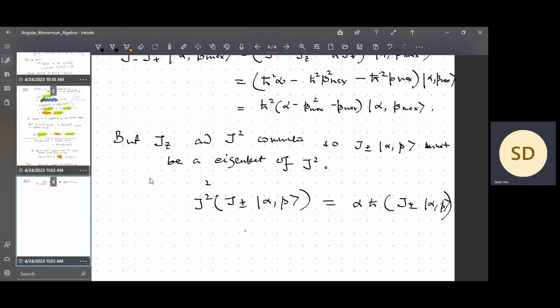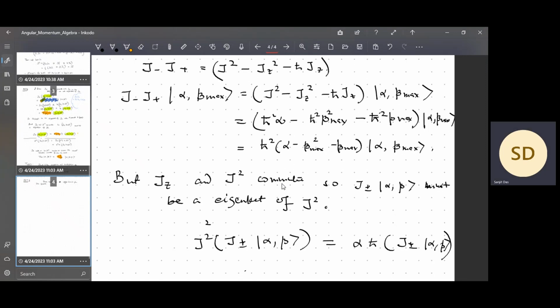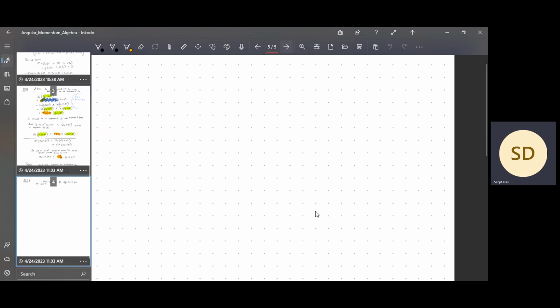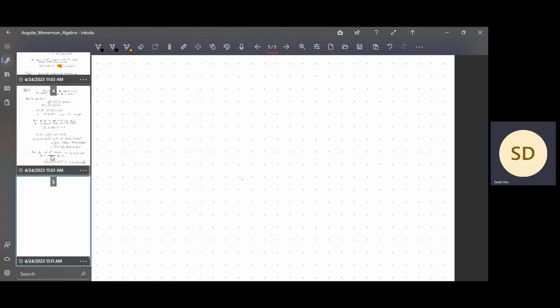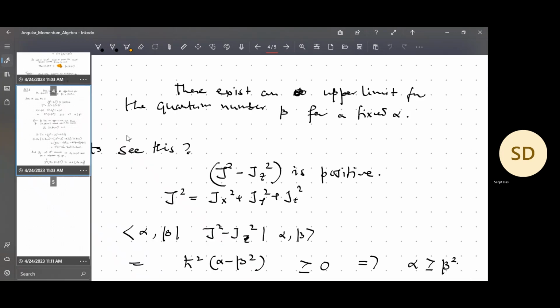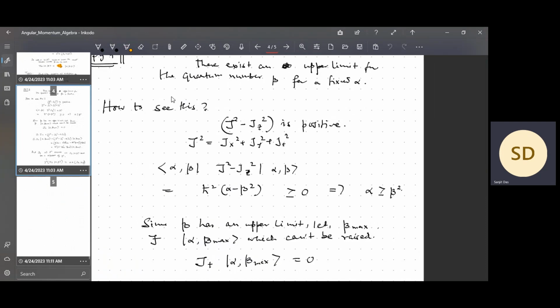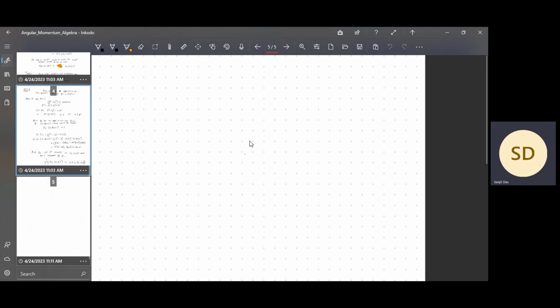Now you see, we have seen up to this point. Now what we want to calculate is alpha. Let me go to the next page, it will be much easier. This is page 4. I'm going to page 5.